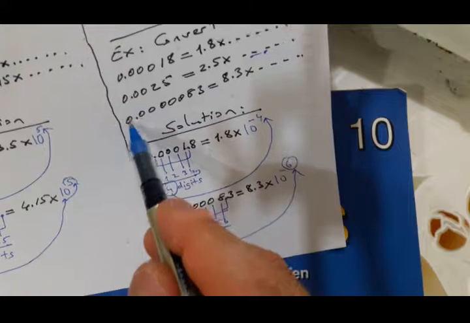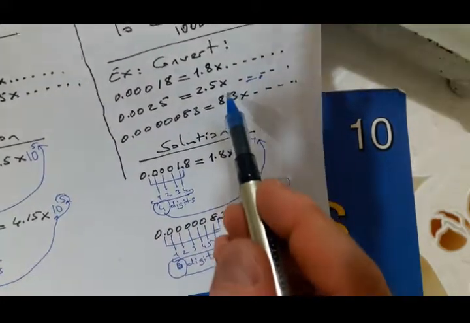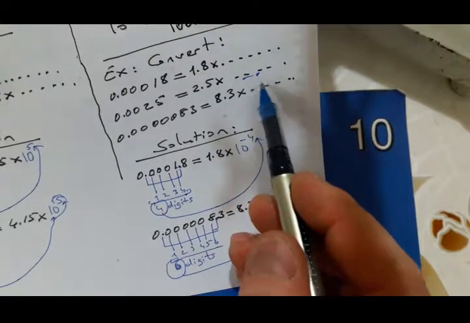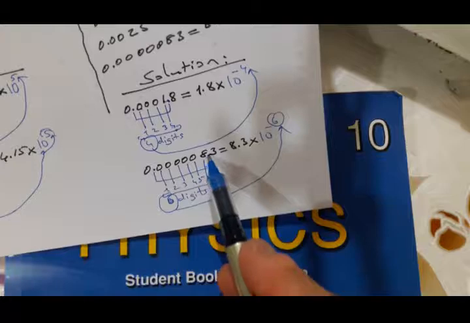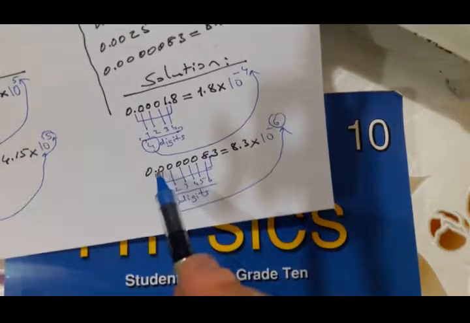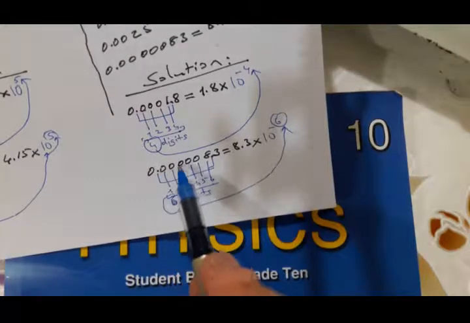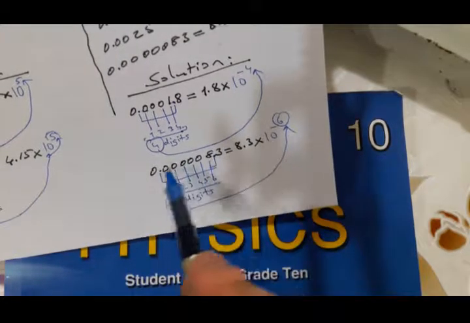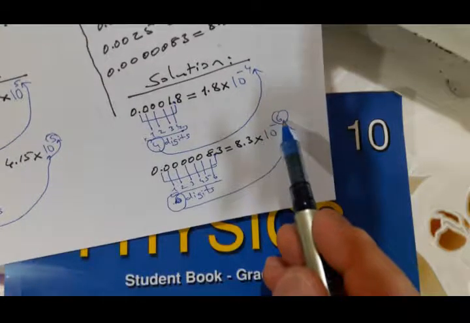Next one, 0.000083. You write this number as 8.3 times 10 to the power of what? You carry the point from here to between 8 and 3. Count how many digits between these two points: 1, 2, 3, 4, 5, 6. There are 6 digits, so it must be 10 to the power of negative 6.